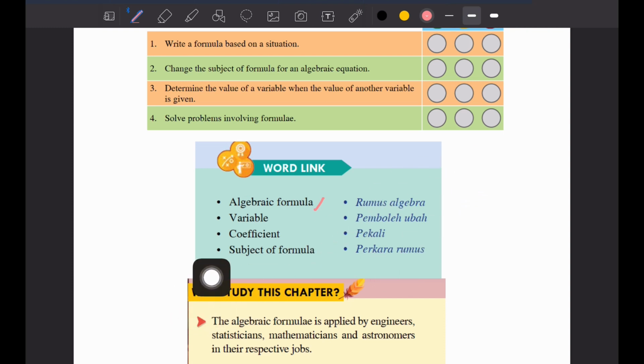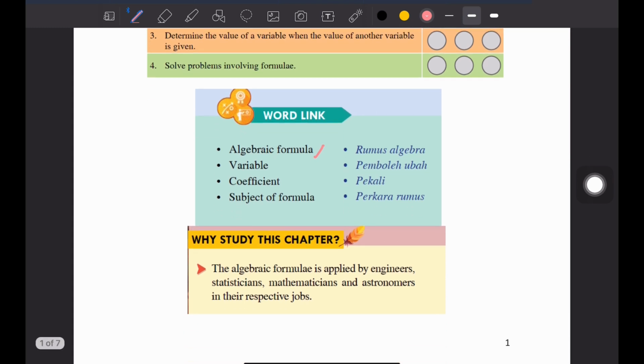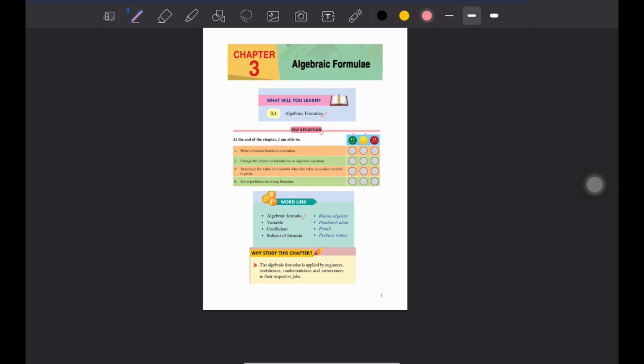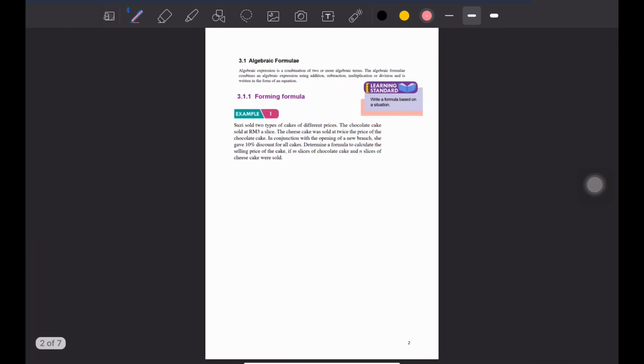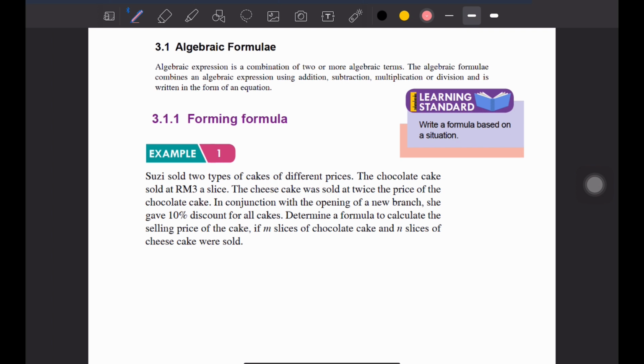Look at this part. Why study this chapter? It says that the algebraic formula is applied by engineers, statisticians, mathematicians, and astronomers in their respective jobs. Actually, there are a lot more things that use this algebraic formula. So let's look at this chapter. The first learning standard for today is to write a formula based on a situation.